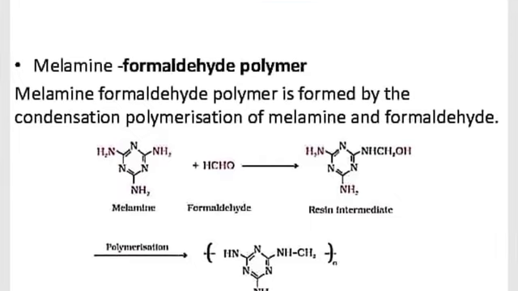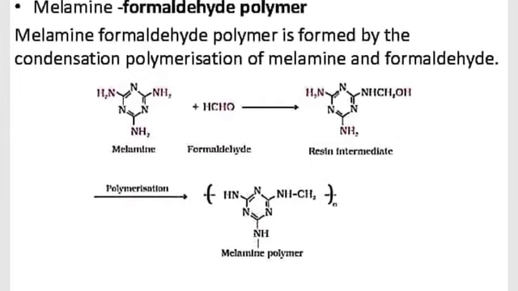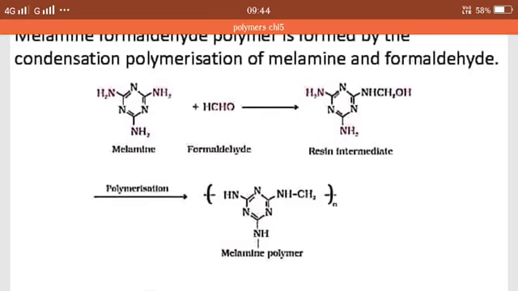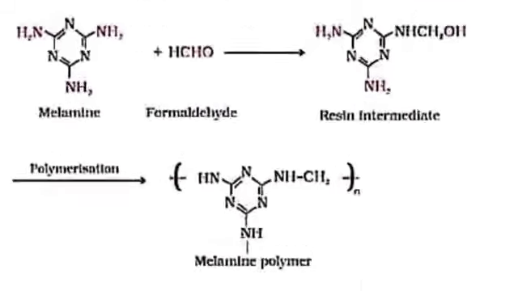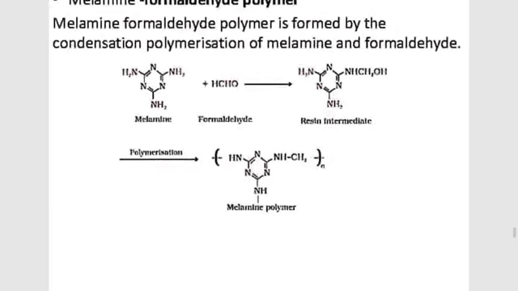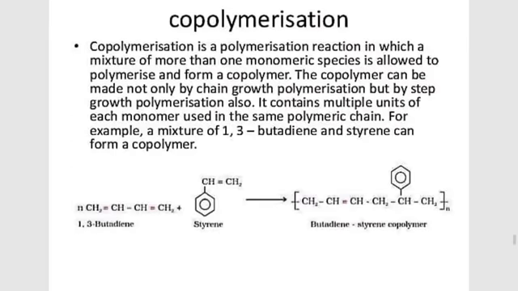Melamine formaldehyde polymer is a condensation polymer of melamine and formaldehyde. Melamine is an amine, and when it combines with formaldehyde, you get an intermediate NHCH2OH. So CH2O and NH2 will combine to give NHCH2OH, which will polymerize together to form melamine polymer, and this melamine polymer is used to make non-breakable crockeries.